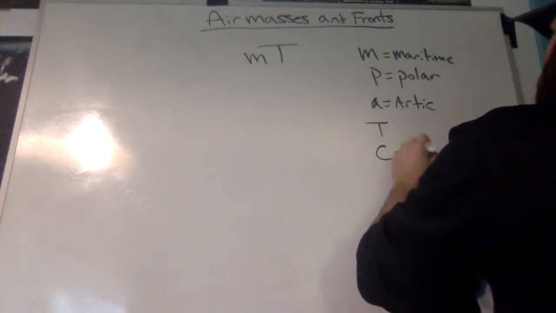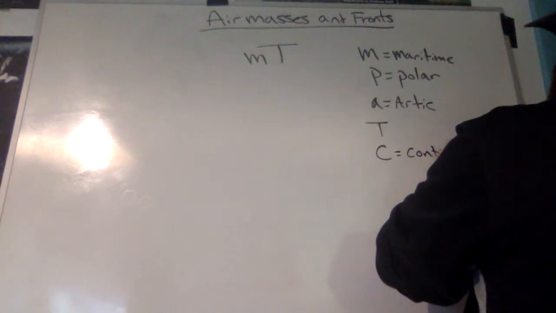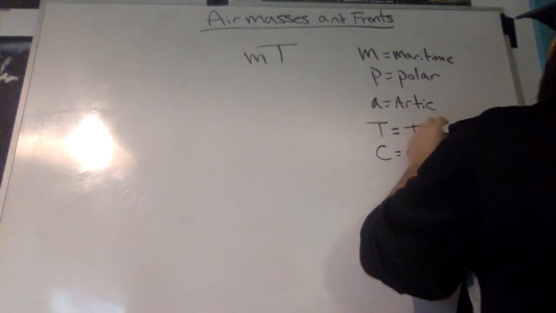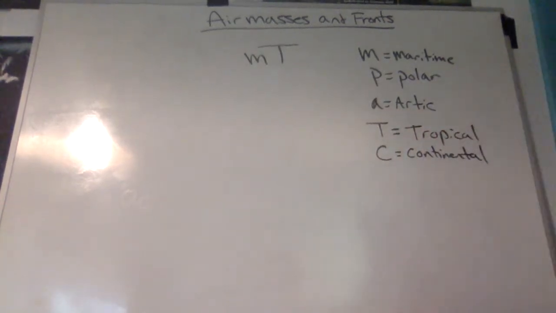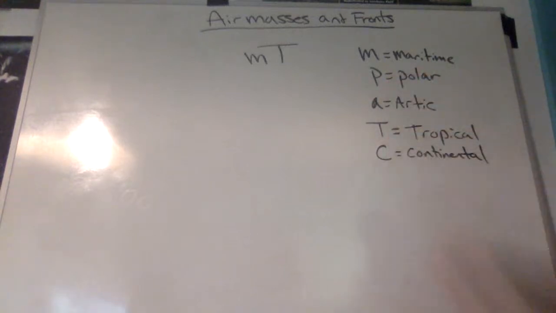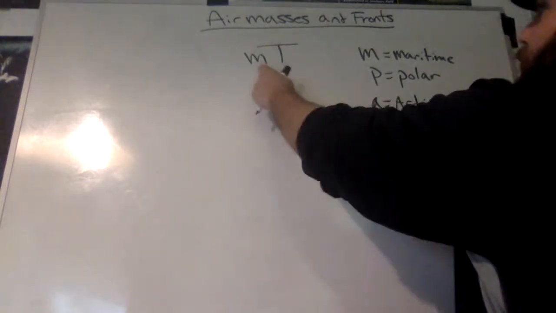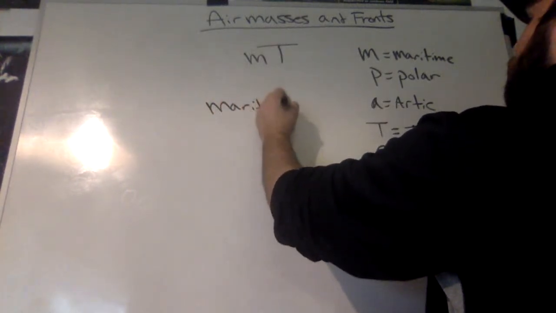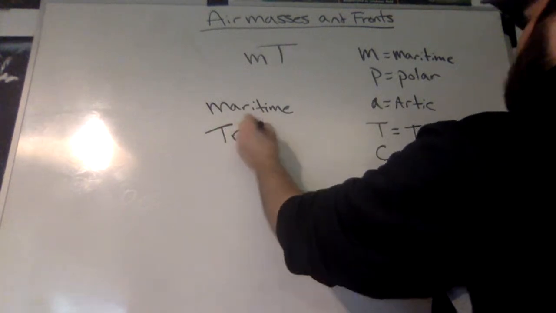You have C, continental, or T, tropical. So you can either have a C, an A, or an M at the beginning, and then you either have a P or a T behind. So basically, what number one is asking is what is an mT? An mT is a maritime tropical.